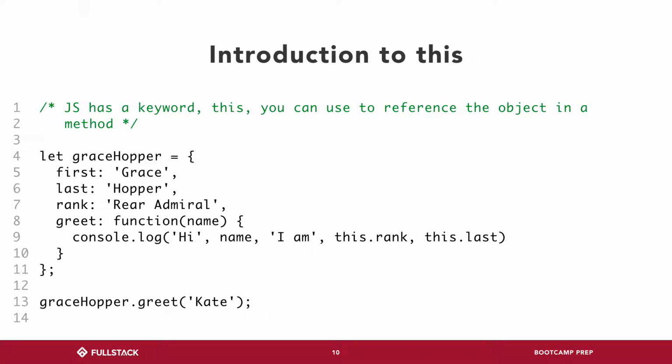But yeah, this references the object that contains the method. So does anybody have any guess as to what this would log when we do gracehopper.greet? Kate? Yeah, hi Kate. I am Rear Admiral Grace Hopper. Yeah.